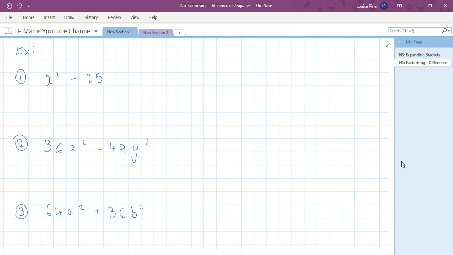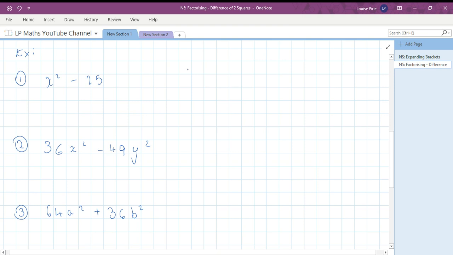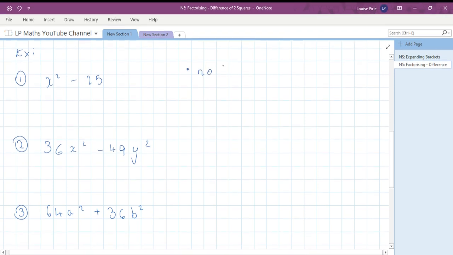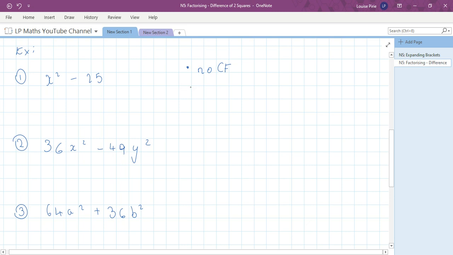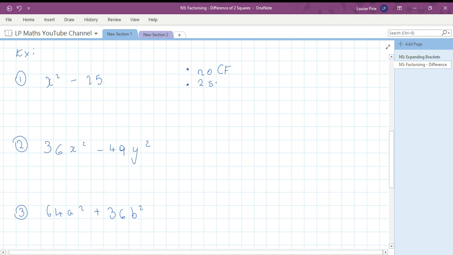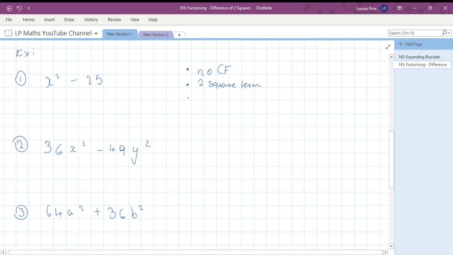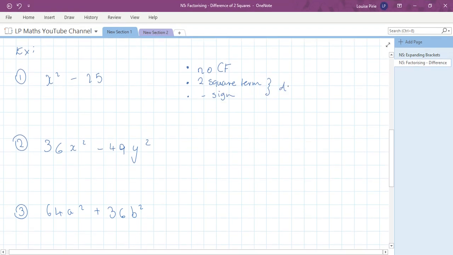And the first one is x squared minus 25. I'm actually going to add a little bit more into this. Is there a common factor? There is no common factor. So there's a step that we don't need to consider. That's quite good. Are there two square terms? Yes, we do have two square terms. Do I have a minus sign between them? Yes, I do. So therefore, with these two conditions, we can use D2S.